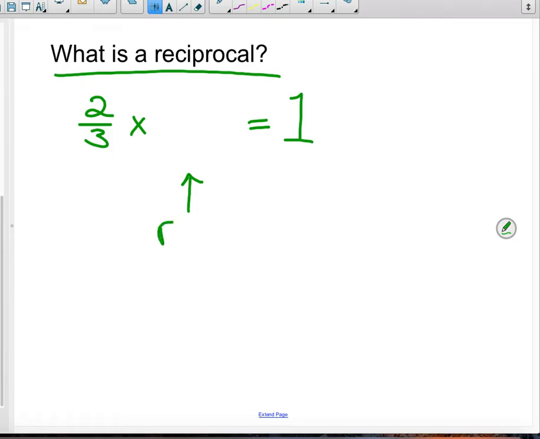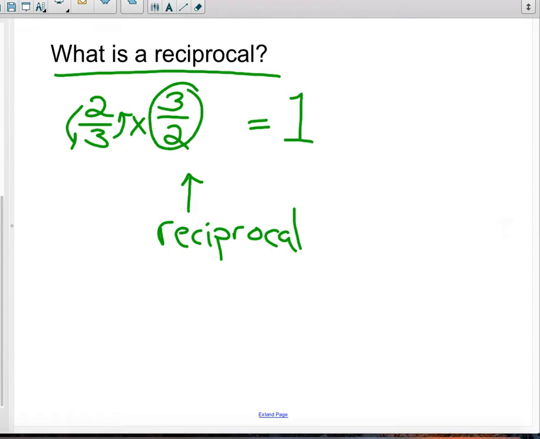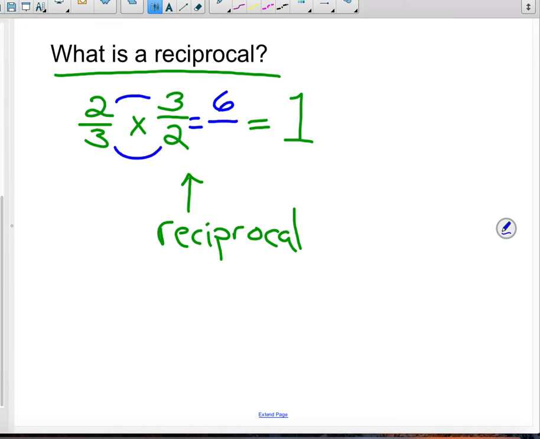So the reciprocal of 2/3 would simply be 3/2. And all you really do is switch around the numerator and the denominator to create a new fraction. And then when you multiply those together, you would see that 2 times 3 equals 6, 3 times 2 equals 6, and 6/6 equals 1. All right?